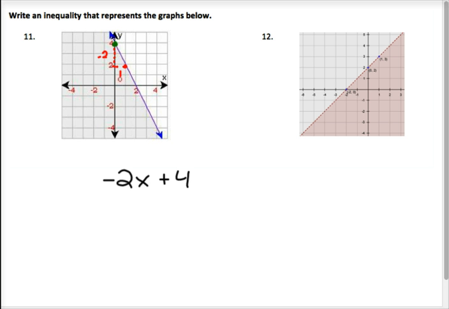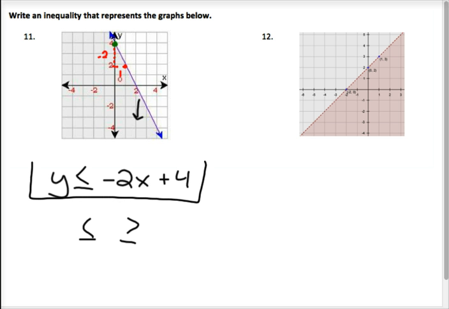Now I have to determine the type of inequality sign to write there. I am seeing a solid line. So solid line means I'm looking at one of those, or equal to. I also see that it is underneath my line that is being shaded. It's everywhere under the line. So being under the line means my y is going to be less than or equal to that line. And that is what I need you to be able to make.